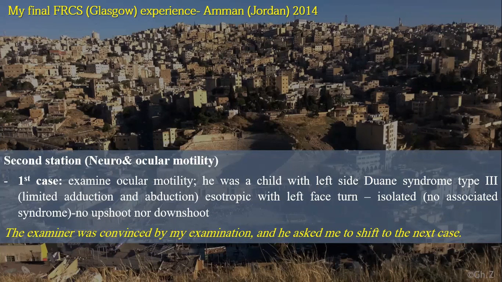And I mentioned the relevant negatives. You know, in commenting on a case, you may end your answer by mentioning the relevant negative points to show the examiner that you already know that there might be upshoot or downshoot in Duane. So I commented on the absence of these signs. So there is no upshoot or downshoot, and you can add there is no V pattern, for example. So you are showing the examiner that you already know the features that you might find in Duane syndrome.